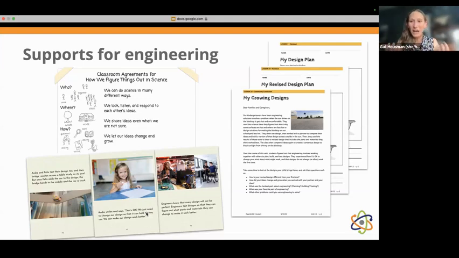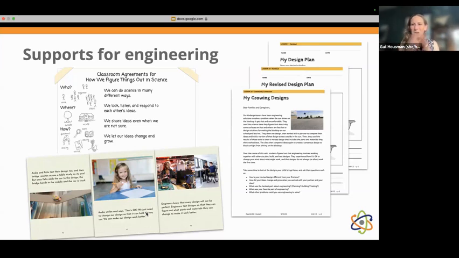So one of the first things that we talk about in the unit when we're thinking about engineering problems is contrasting the engineering problems with problems like a kindergartner might experience on a day-to-day basis. Like my sister's not sharing her toys with me, right? So there's work there around defining an engineering problem that we can solve through building and testing, as opposed to other problems we might experience.